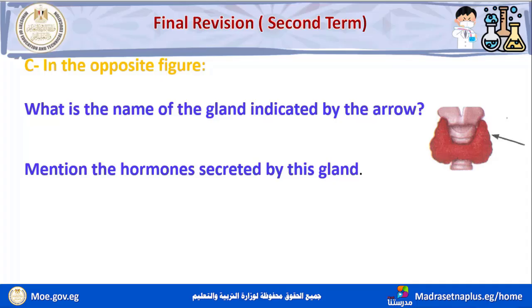Letter C, in the opposite figure, what is the name of the gland indicated by the arrow? The thyroid gland. Another question, mention the hormones secreted by this gland.